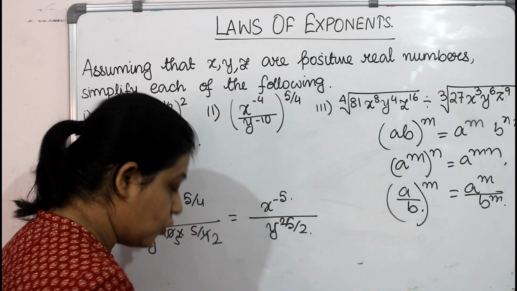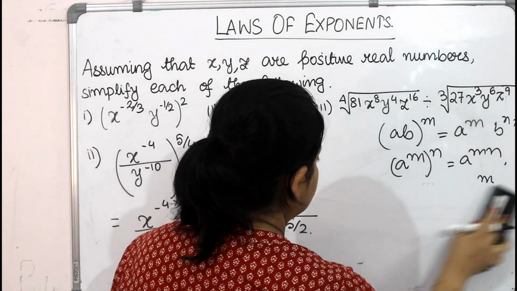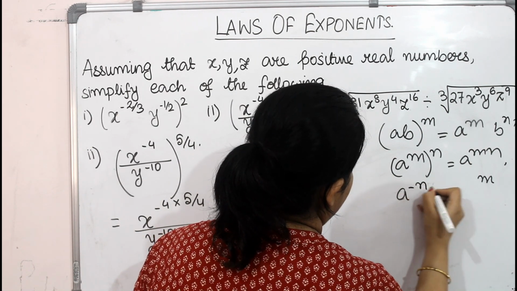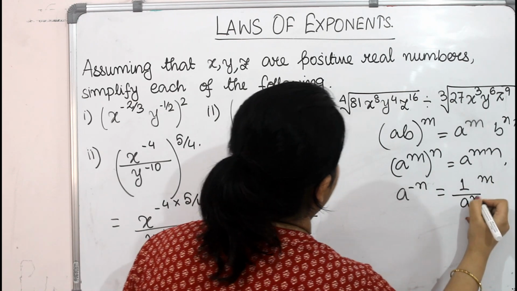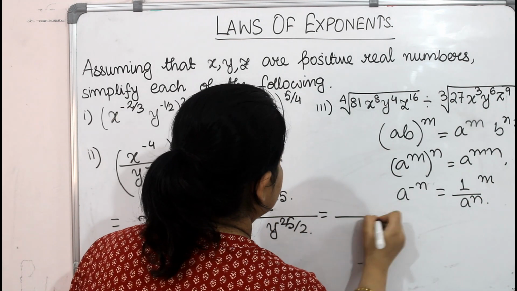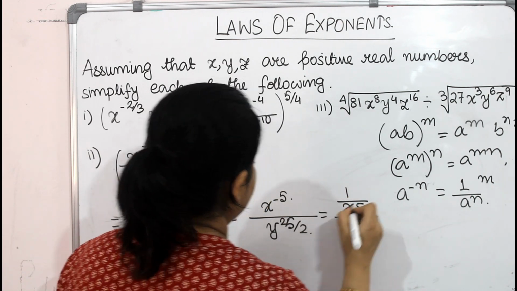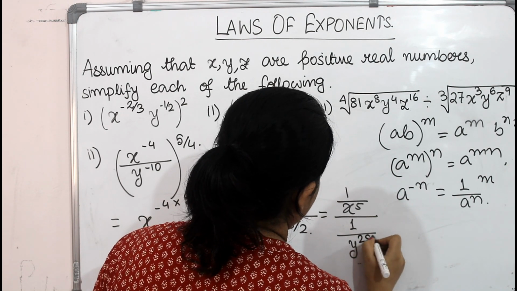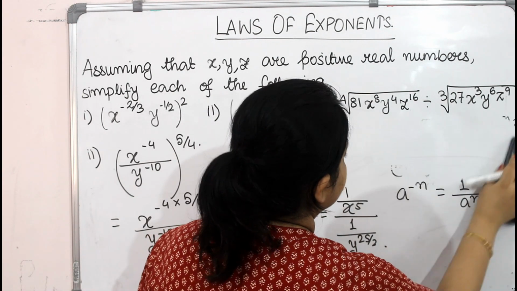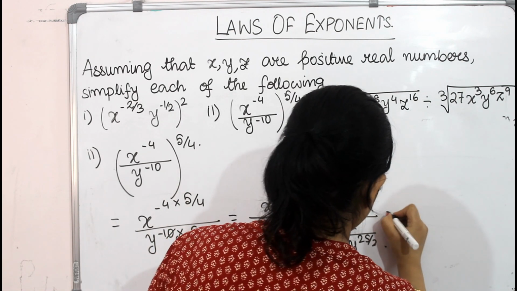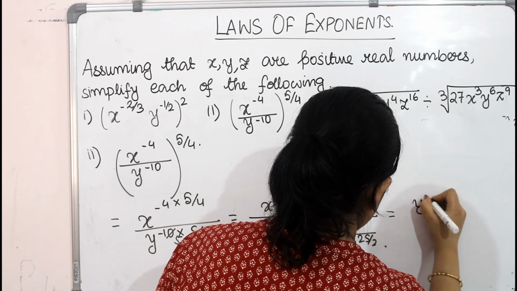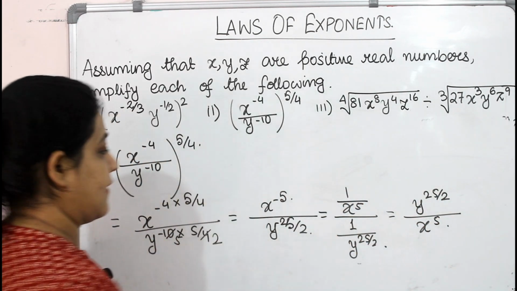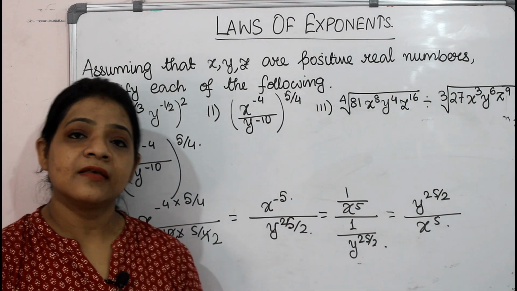So again, you know one common formula, that is a to the power of minus n equal to 1 by a to the power of n. So this we can write as 1 by x to the power of 5 and this we can write as 1 by y to the power of 25 by 2. Okay, so this can be replaced as y to the power of 25 by 2 divided by x to the power of 5. Okay, so this is the second numerical.